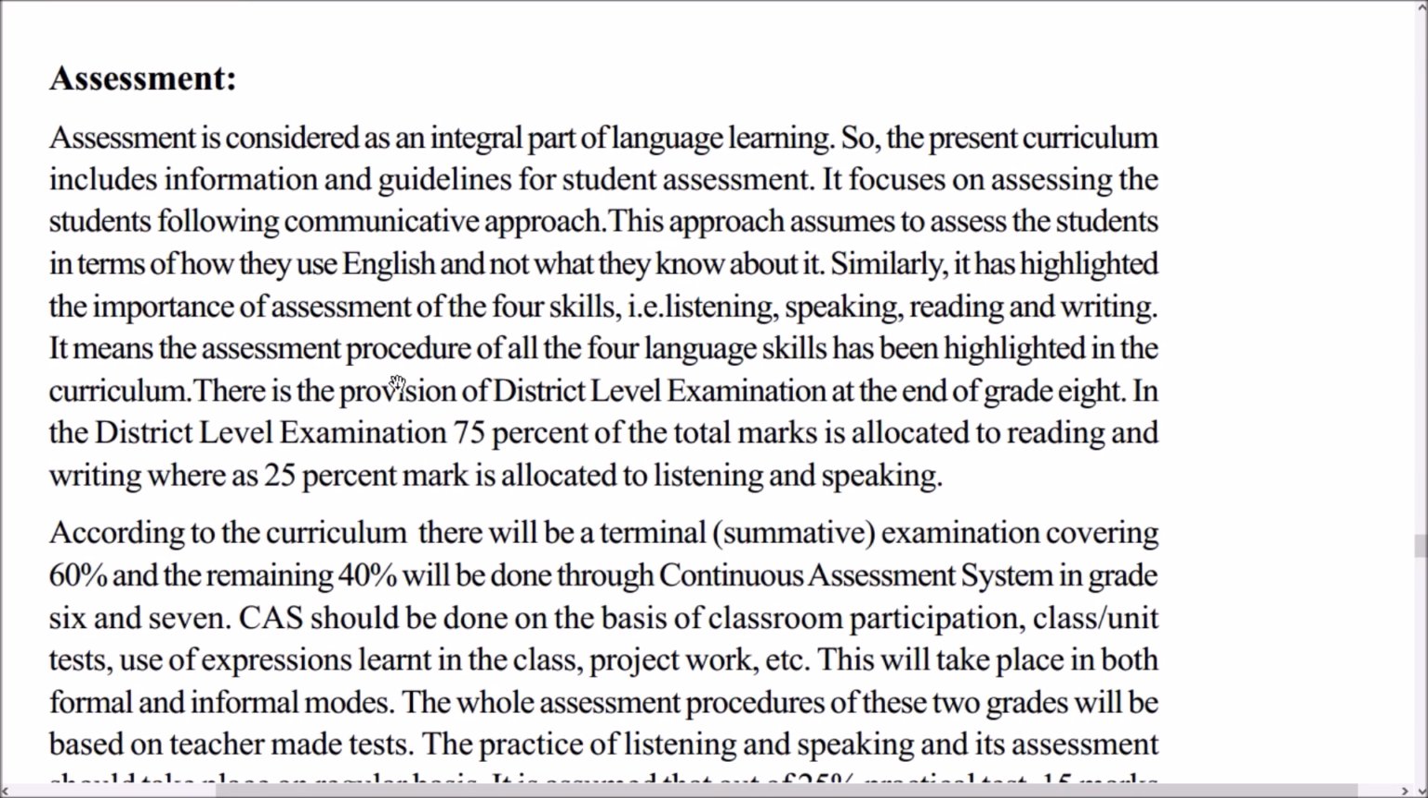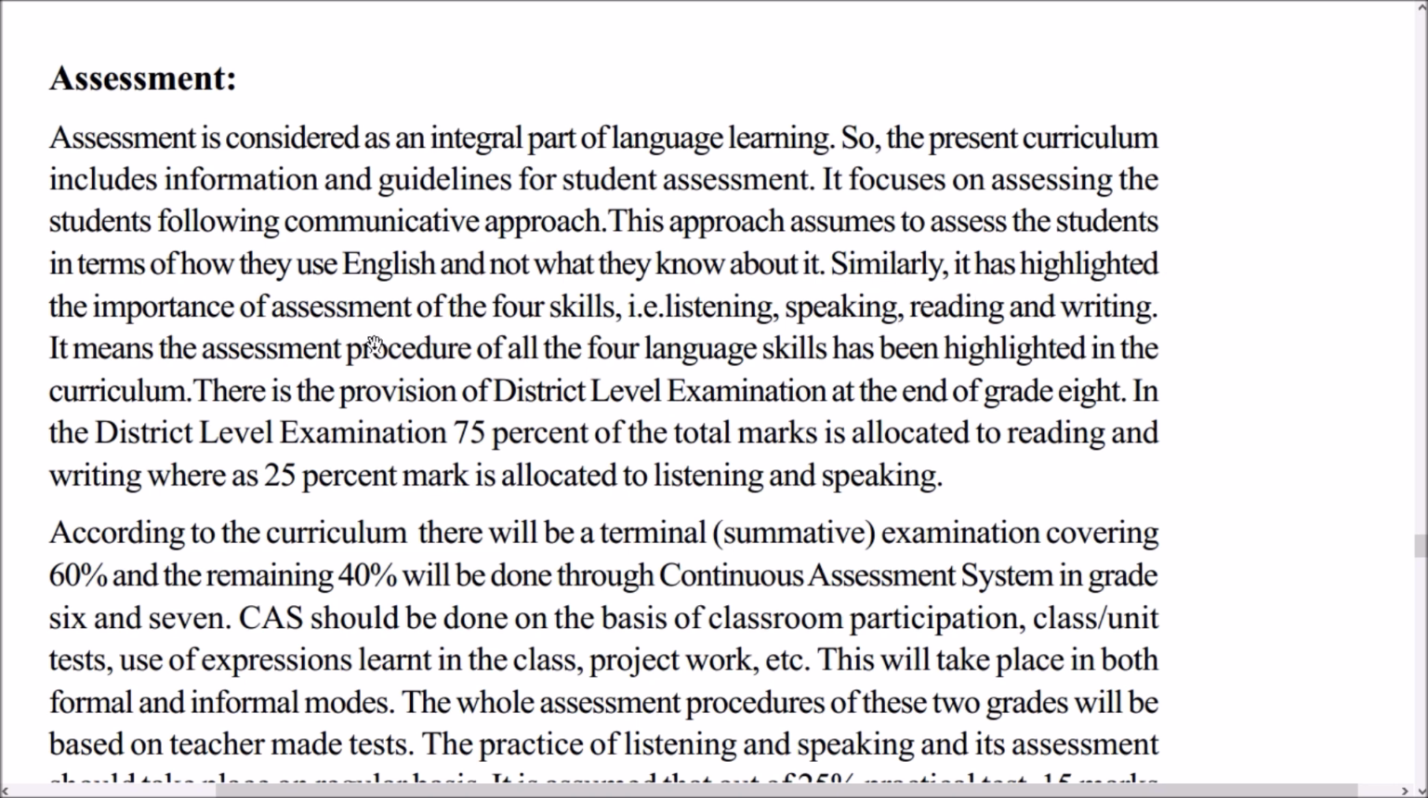Now, the assessment of the course. Assessment is considered as an integral part of language learning, so the present curriculum includes information and guidelines for student assessment. It focuses on assessing the students following the communicative approach. This approach seeks to assess students in terms of how they use English, not what they know about the language or the English language.